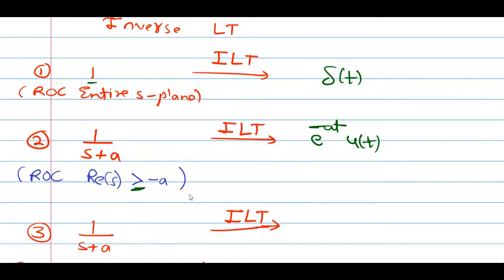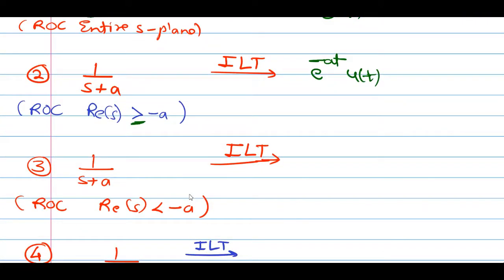Third, 1 upon s plus a and ROC is real of s less than minus a. In this case, as it is less than, in the answer u of minus t will come. So its inverse is e raised to minus at u of minus t. Whenever we write minus t, here also minus sign will come. So the inverse Laplace transform is minus e raised to minus at u of minus t.